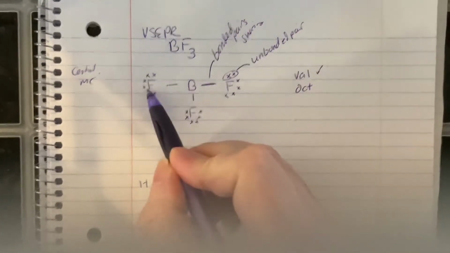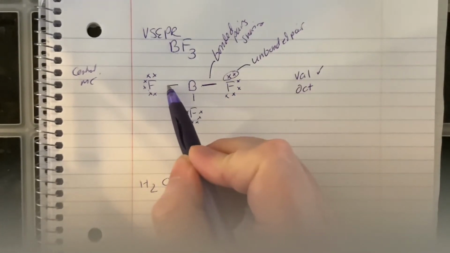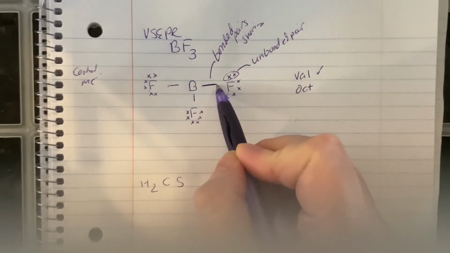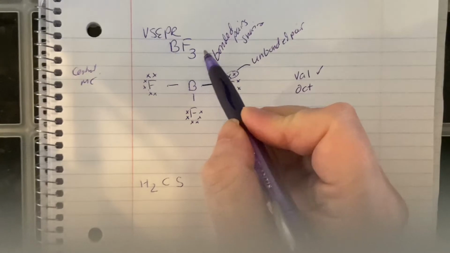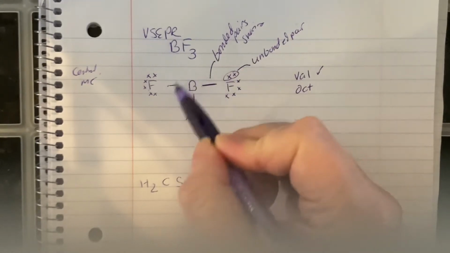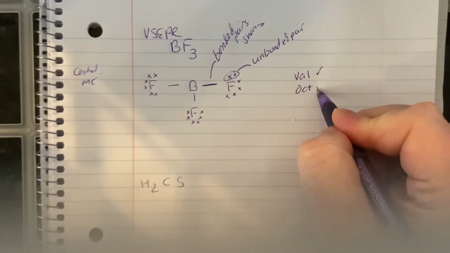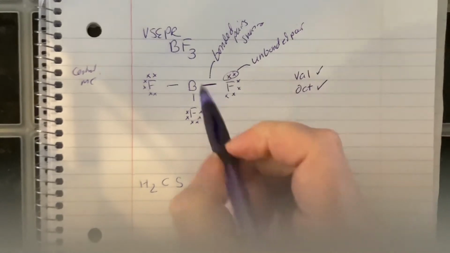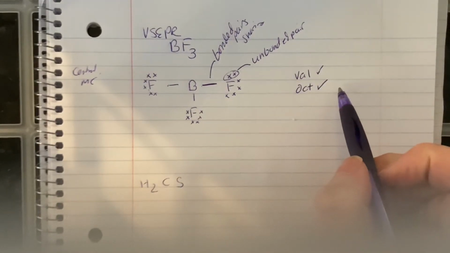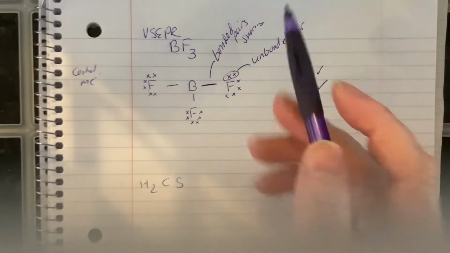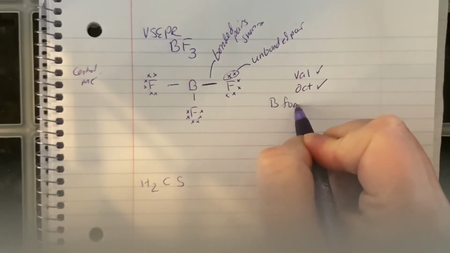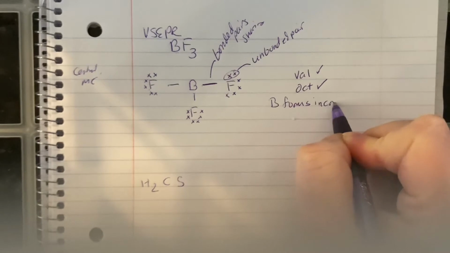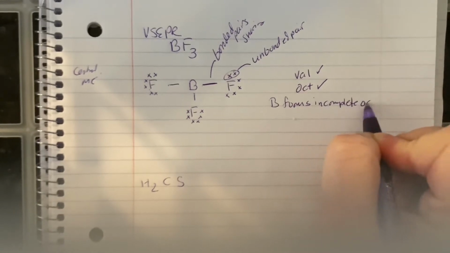Now, the fluorines met the octet rule, but boron didn't. Boron has 2, 4, 6. That's because boron doesn't have another electron to form another bond, so he's actually happy with just 3 bonds. So even though it's not a true octet, the structure meets what it needs to meet. Just boron forms incomplete octets.